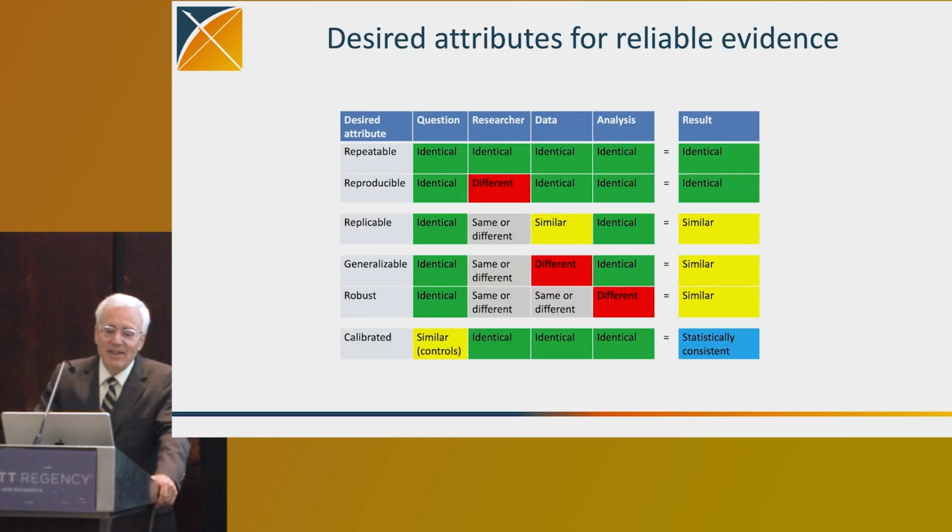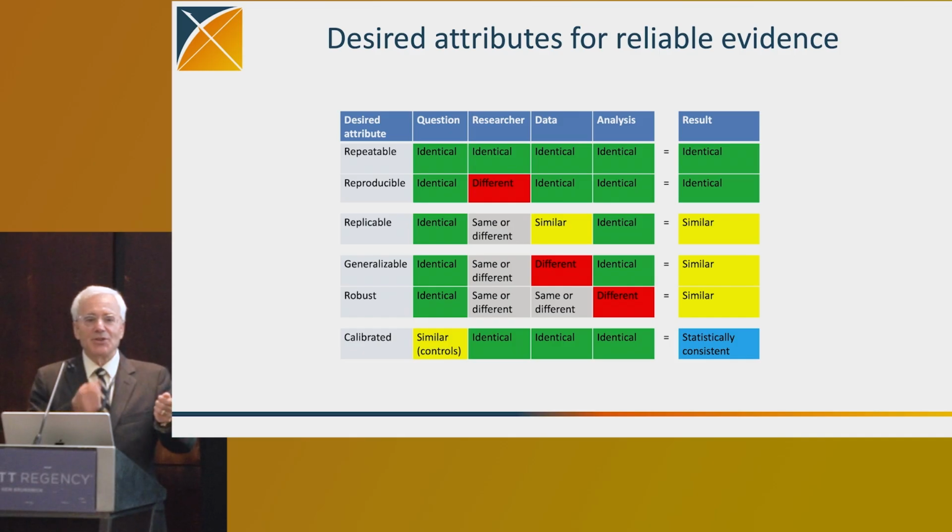So when we talk about reliable evidence, there's a set of words up there, this is Patrick Ryan's slide: repeatable, reproducible, replicable, generalizable, robust, calibrated. You can define those words in different ways. But bottom line is, if we switch the researcher, if we switch the database, if we vary the hypothesis slightly, as we change things, do we get the same answer? And that's what we want to achieve, is that we get either the same, if we're supposed to, or a similar answer.